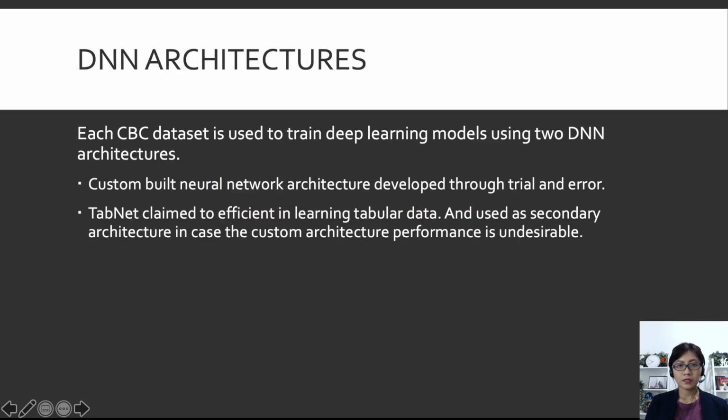Each CBC dataset is used to train a deep learning model using two DNN architectures. The first one is a custom neural network architecture developed through trial and error. And then the second one, we use TabNet, which is claimed to be efficient in learning tabular data, and used as a secondary architecture in case the custom architecture is undesirable.